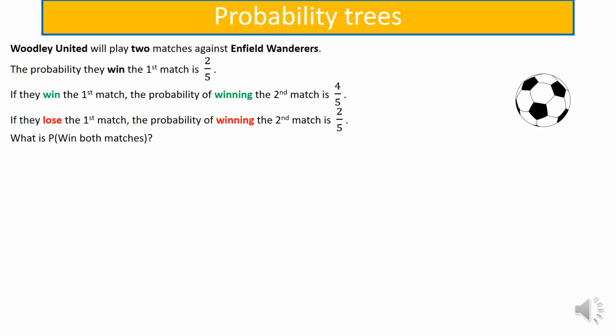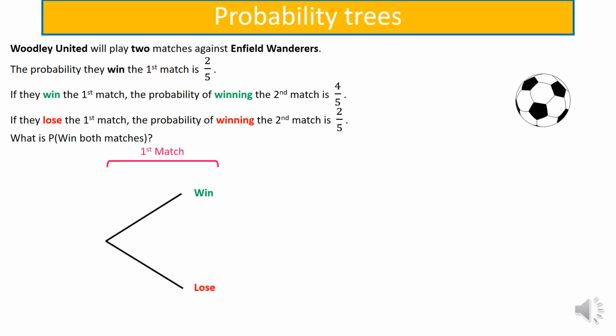In this question now, we have 2 football teams and their matches. Woodley United will play 2 matches against Anfield Wanderers, and the probability they win the first match is 2/5. If they win the first match, the probability of winning the second match is 4/5, and if they lose the first match, the probability of winning the second match is 2/5. So here we have again conditional probability, because the second result depends on the first one.